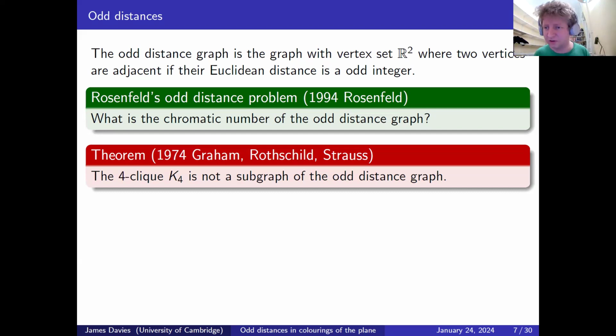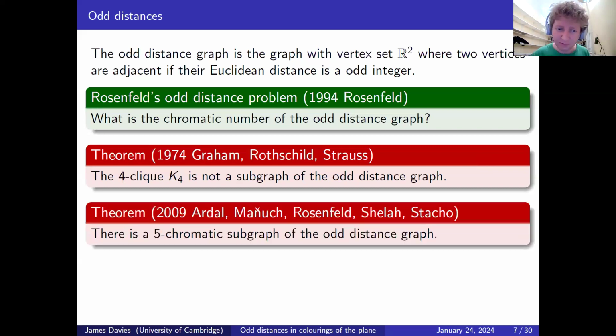Now, any unit distance graph is an odd distance graph. So we have the same lower bound as we get from unit distance graphs. This monster 5-chromatic unit distance graph gives us a lower bound of 5. But actually, before this, a much smaller, simpler 5-chromatic odd distance graph was known.